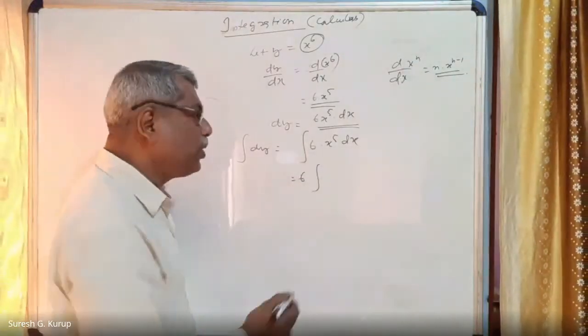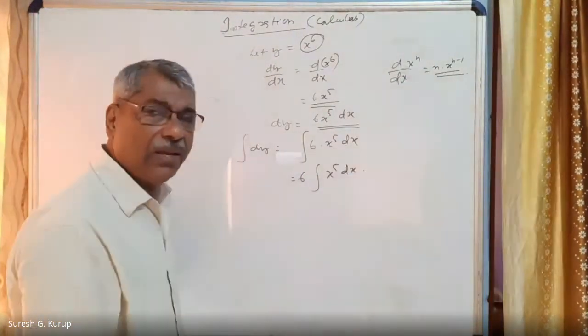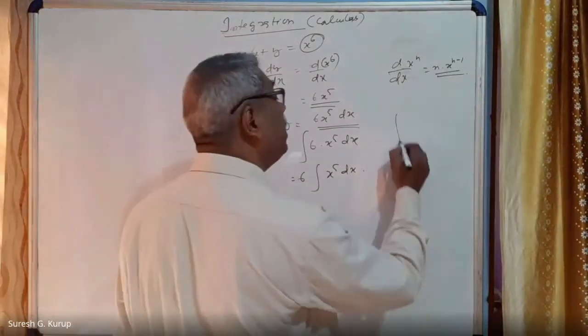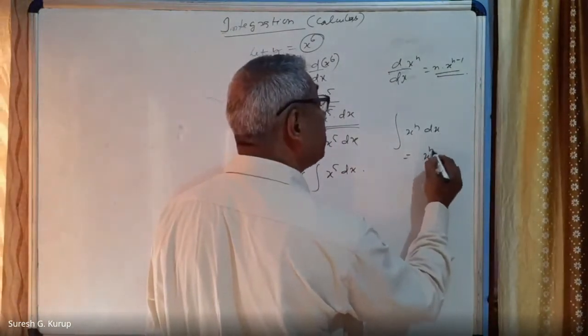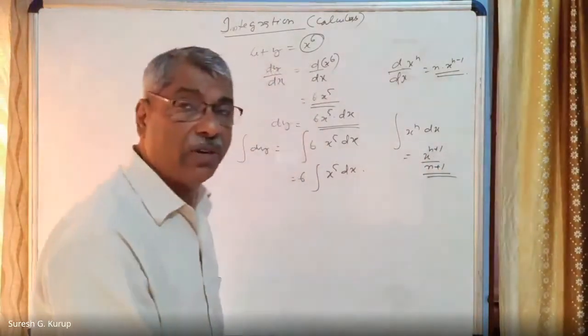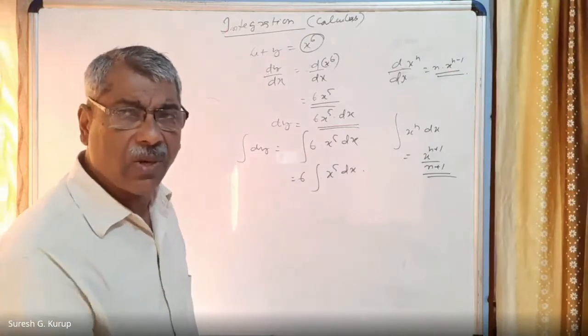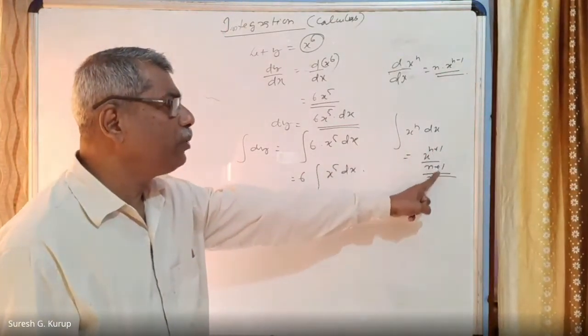6 into integral x raised to 5 dx, you can write. As a rule, integral x raised to n dx is equal to x raised to n plus 1 divided by n plus 1. I will explain the rule afterwards, but in this class I will say this is the rule: integral x raised to n dx is x raised to n plus 1 divided by n plus 1.